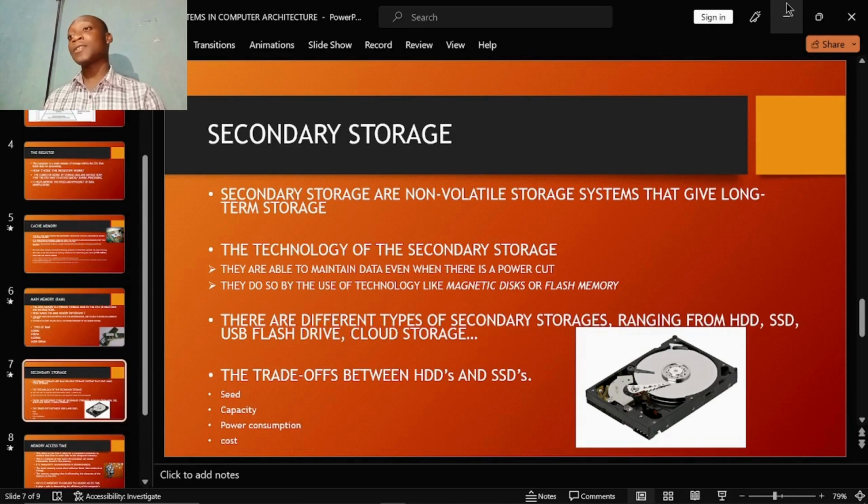Comparing the speed, the solid state drive is faster than the hard disk drive. And then the capacity. The hard disk drive has higher capacity, or is denser, than the solid state drive. This simply means it has a higher storage capacity. And we'll talk about the power consumption. The hard disk drive has lower power consumption compared to the solid state drive. The cost of the hard disk drive is also lower than the solid state drive.